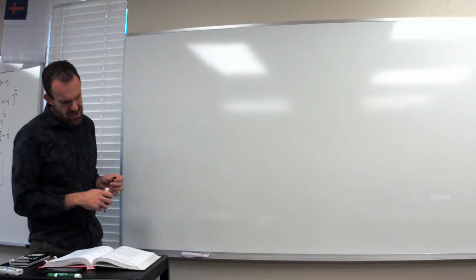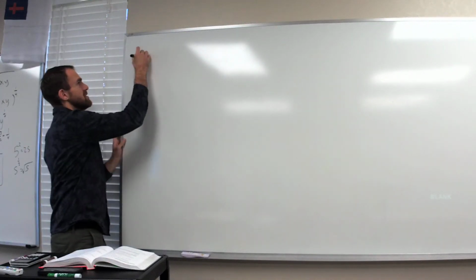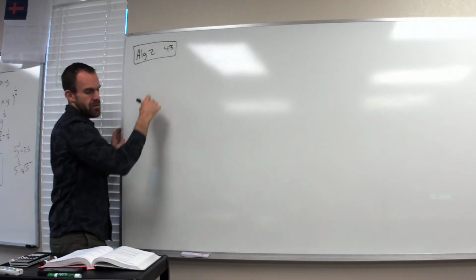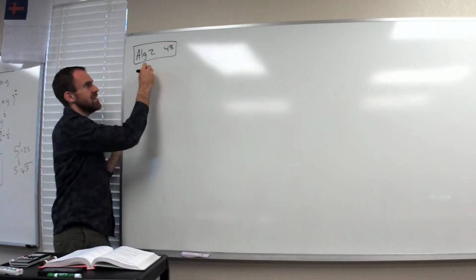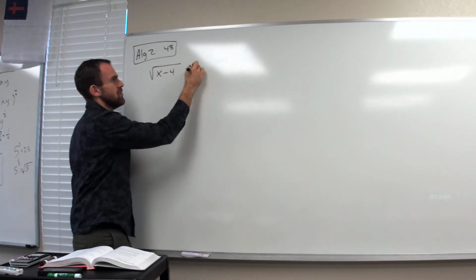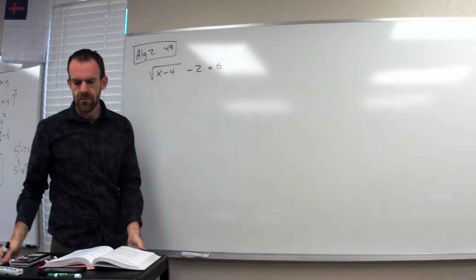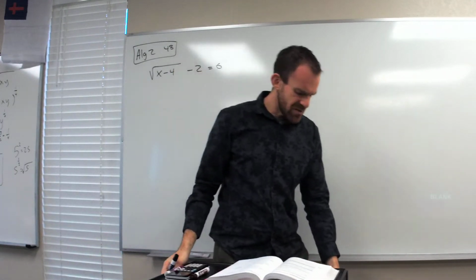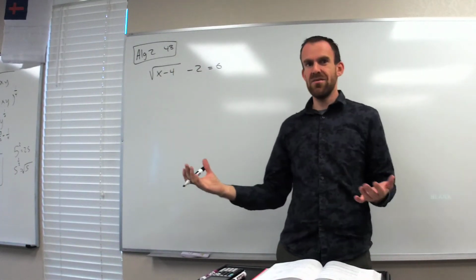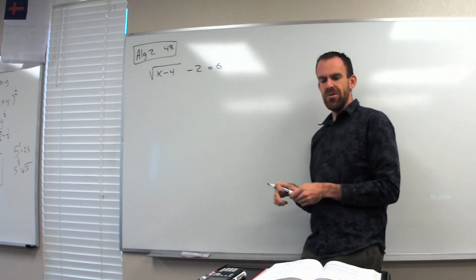Now we're going to start solving equations that look like this: the square root of x minus 4, minus 2 equals 6. Okay, now here's the idea. How do you undo a square root? This is not a trick question. How do you undo a square root?